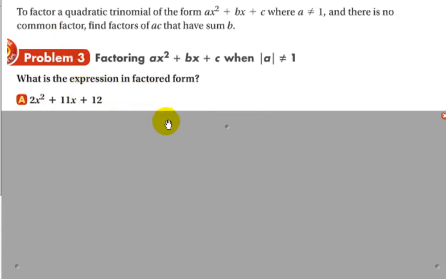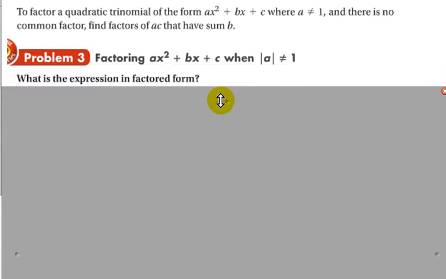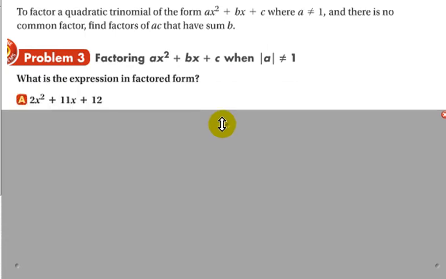So problem 3, continuing from our previous lesson: factoring ax squared plus bx plus c when the absolute value of a is not equal to 1. What is the expression in factored form? Part a says 2x squared plus 11x plus 12.